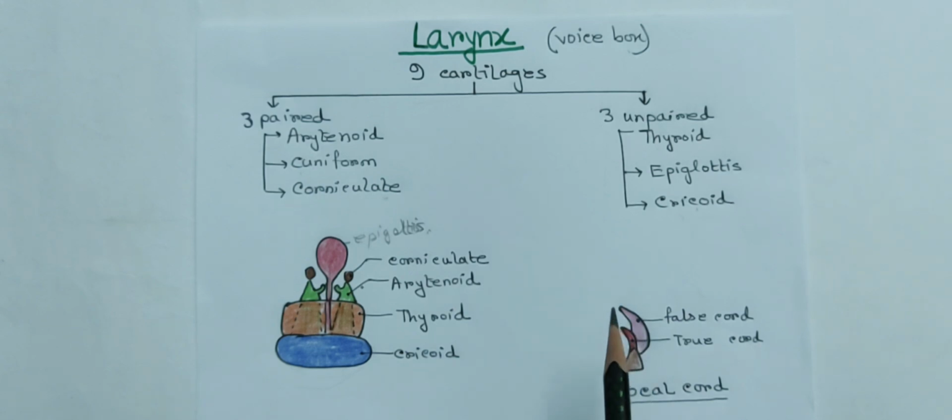And also there are vocal cords, because the larynx is called the voice box because of having vocal cords. The main sound is produced by the true vocal cords. Whenever we exhale air, at that time the true vocal cords vibrate and produce sound. The function of the false vocal cord is that it protects the true vocal cord. So these are the 2 vocal cords, true vocal cords and false vocal cords. So this is all about the larynx.